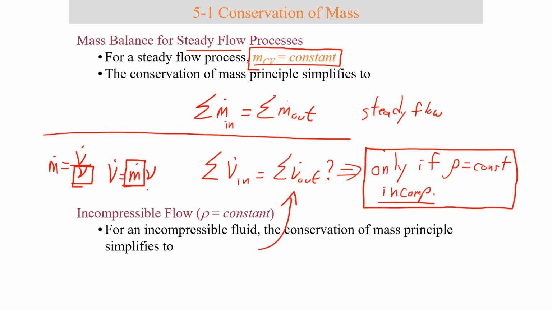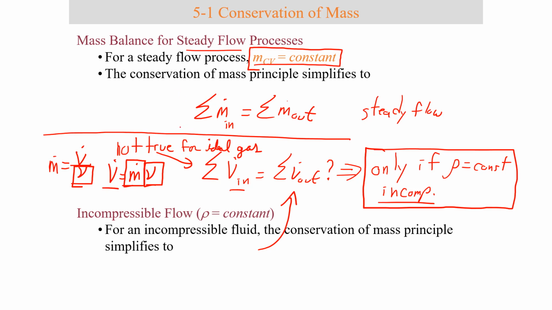But if I have different pressures and different properties in my inlet and my outlets, my specific volume for an ideal gas is changing. Therefore, it's also changing the volume flow rate. Therefore, this is not true. Not true for ideal gases. But it's true for incompressible substances.